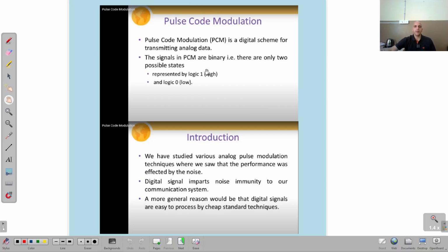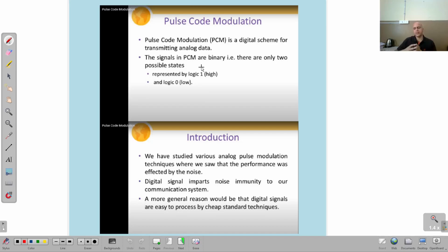In this lecture I am going to discuss pulse code modulation, right? Pulse code modulation is basically a digital modulation technique, in which we finally represent the information in the form of a digital signal. You can see here the signals in PCM are binary. They are represented by binary numbers, bits, either 1 or 0, right?